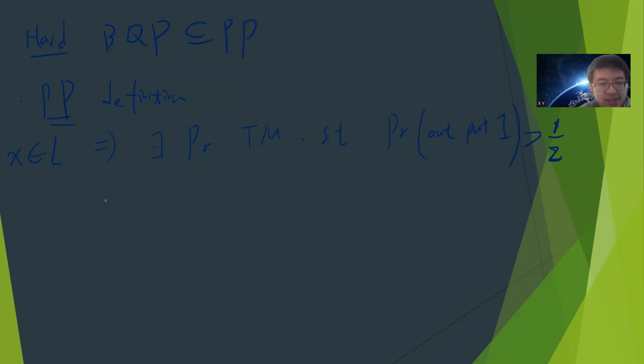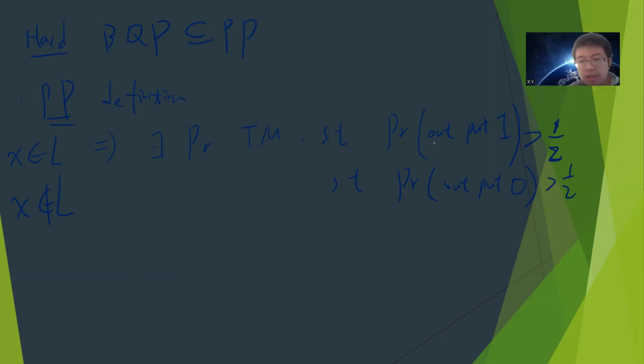And if x does not belong to L, then the Turing machine needs to output 0 with probability strictly greater than half. So this is the same as: if x belongs to L, the probability of output 1 is greater than half, and when x does not belong to L, the probability of output 0 is greater than half, and this means the probability of output 1 is strictly less than half. Okay, so this is the definition of PP.